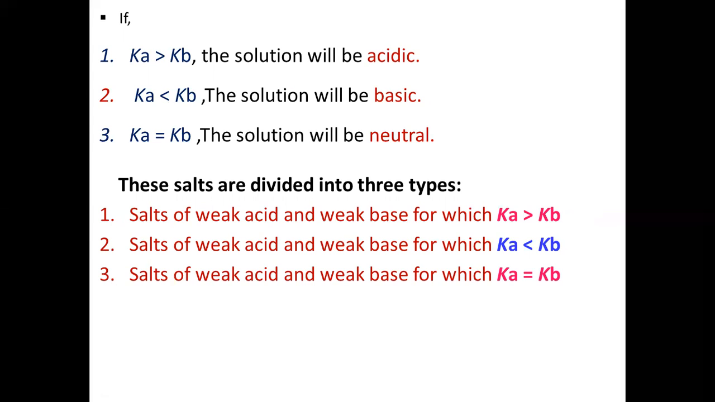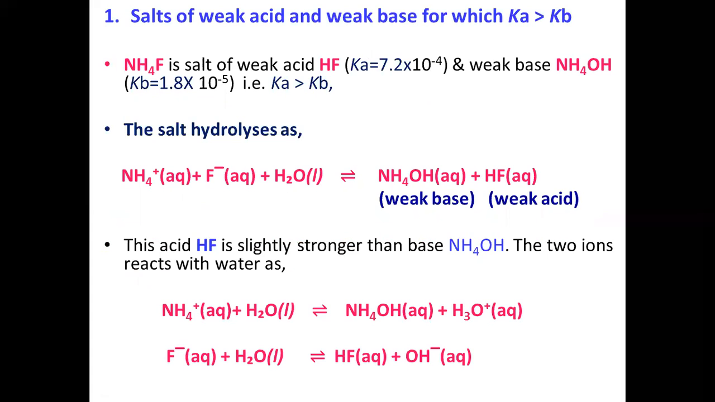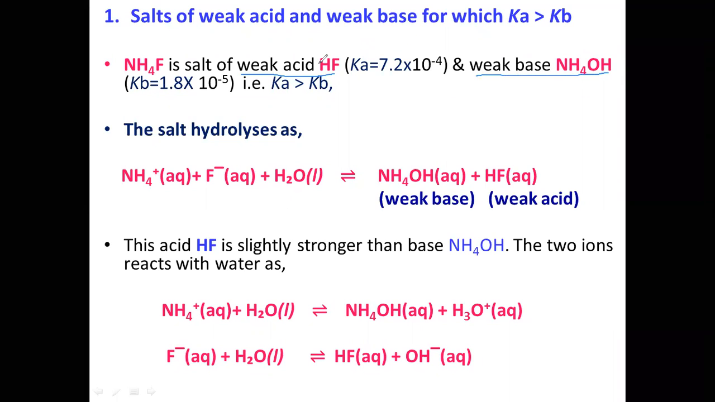Now first, let us discuss the first salt, that means the salt of weak acid and weak base for which Ka is greater than Kb. What does it mean? Here Ka, the dissociation constant of the acid, is greater than the dissociation constant of the base. So if this type of salt is there, what will be the nature of the solution? As you can see on the screen, NH4F, that means ammonium fluoride, is a salt of the weak acid HF and the weak base NH4OH. So both are a weak acid and a weak base.